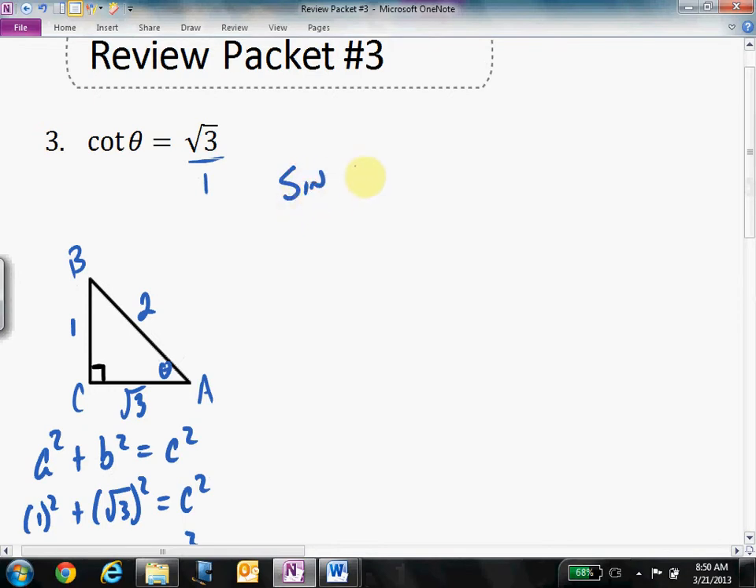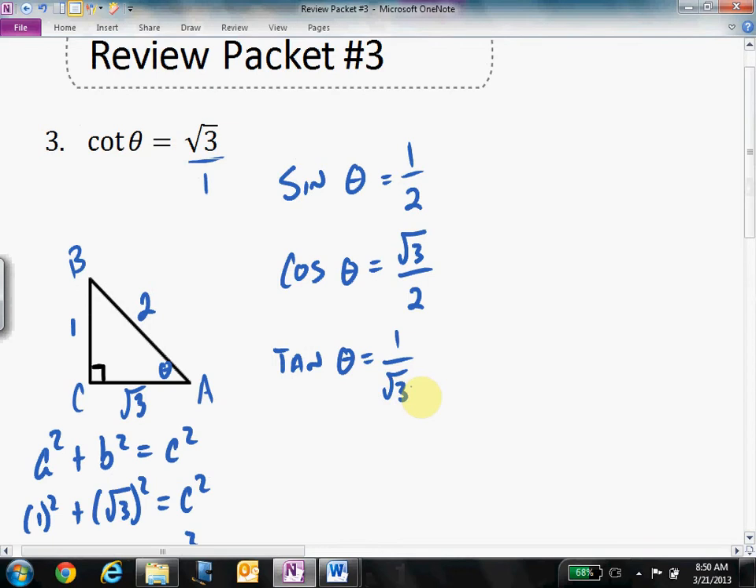So I'm going to start with sine. Sine of theta is opposite over hypotenuse. So that's 1 over 2. Cosine of theta is adjacent over hypotenuse, so that's square root of 3 over 2. And tangent of theta is opposite over adjacent, so that's 1 over the square root of 3.